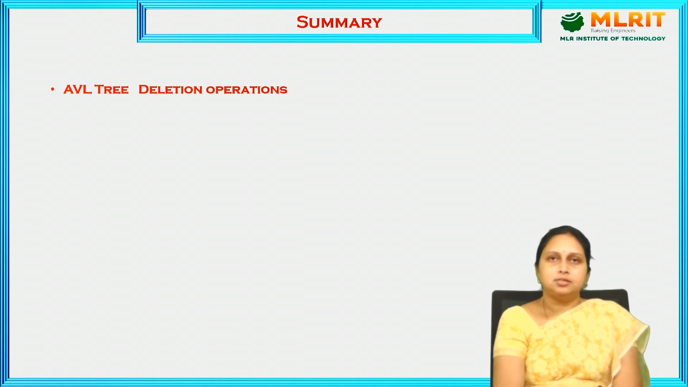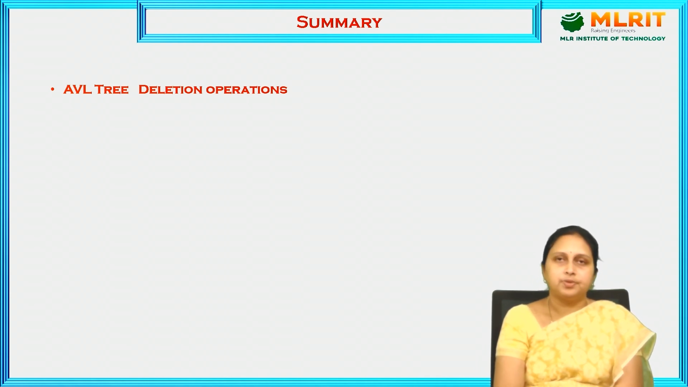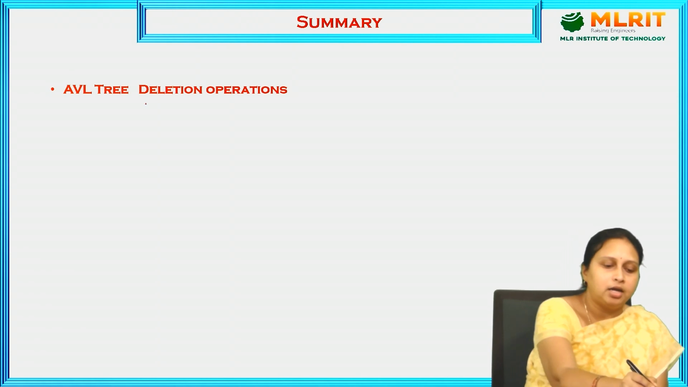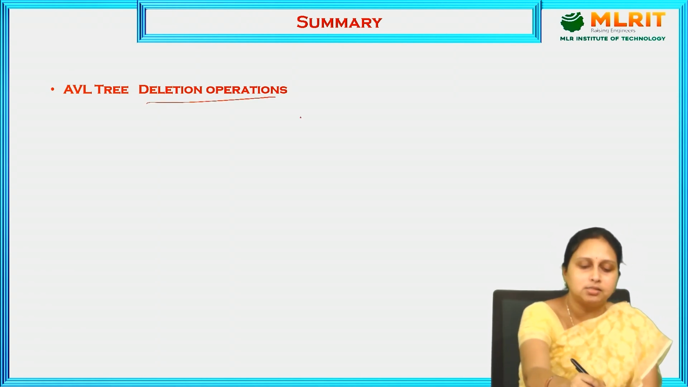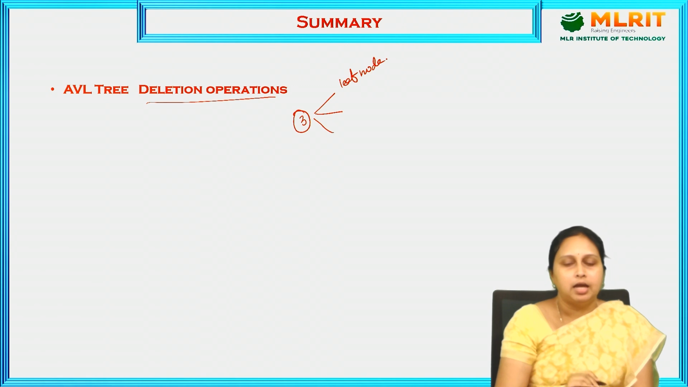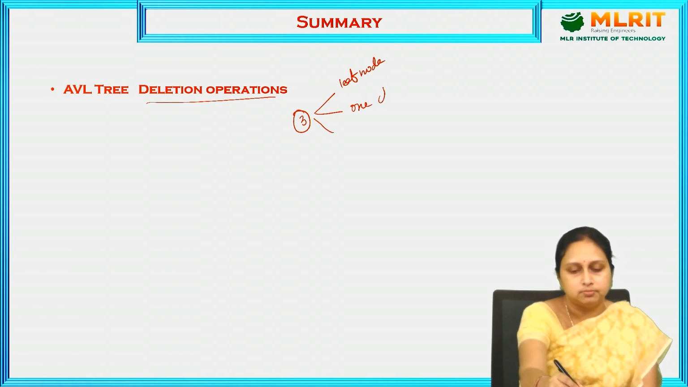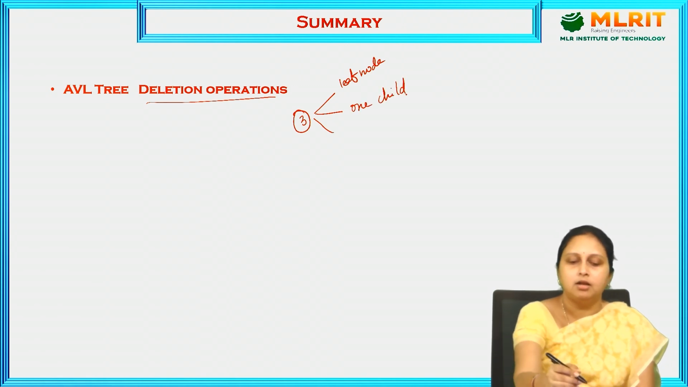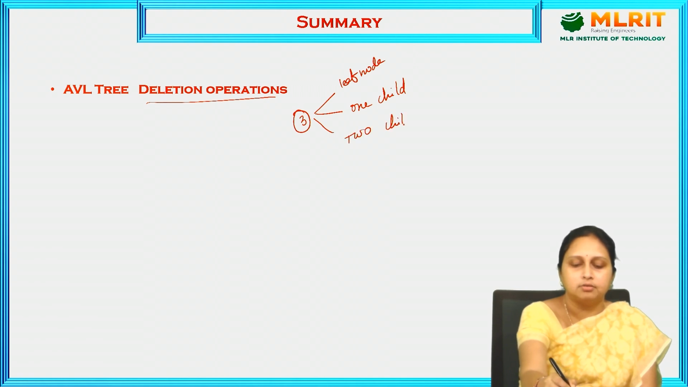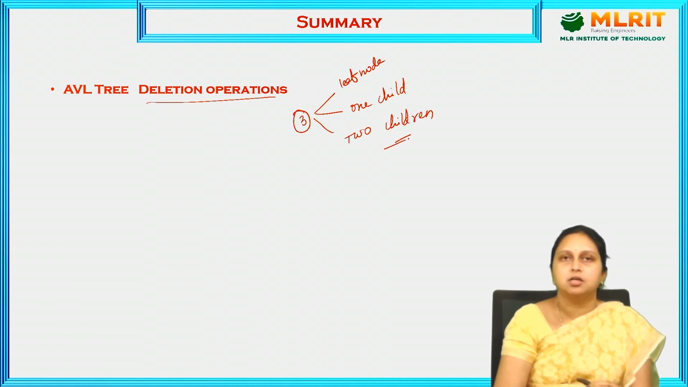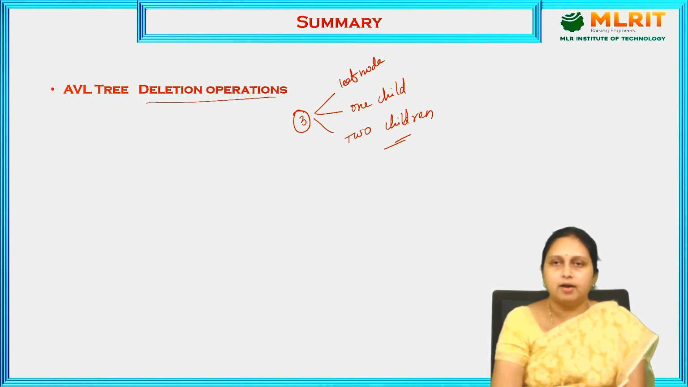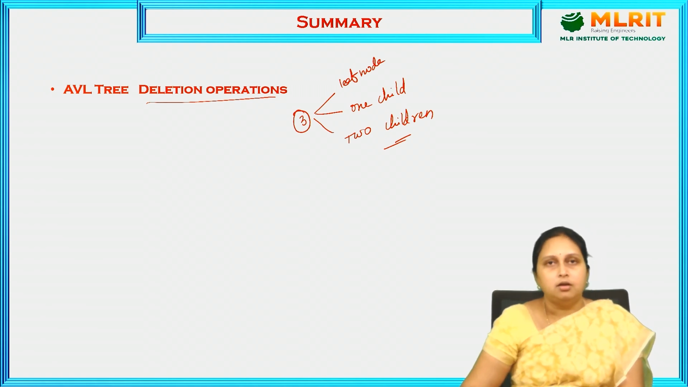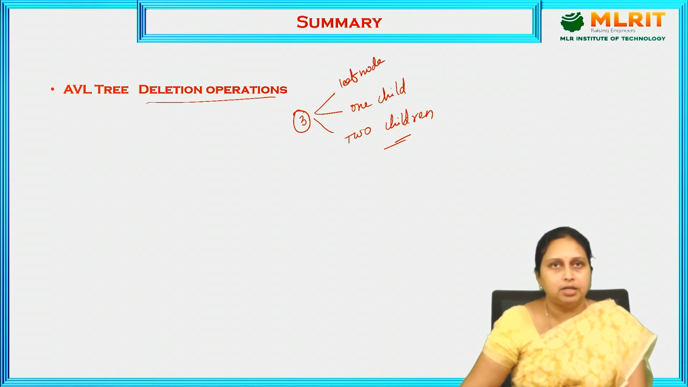Let us see the summary of what we have discussed in AVL tree deletion operations. Under AVL tree deletion operations, we come across three cases mainly. One is deleting a node with no children, that is the leaf node to be deleted. Then deleting a node with one child, which we have discussed with an example. And deleting a node with two children. These are the three cases we have discussed. You can try the example we discussed in this session, and you can take some more elements and try to perform the same deletion operations. I hope you understand this concept. Thank you.